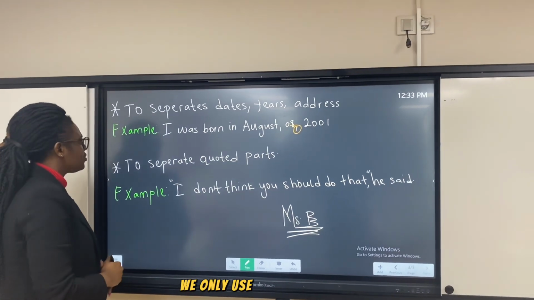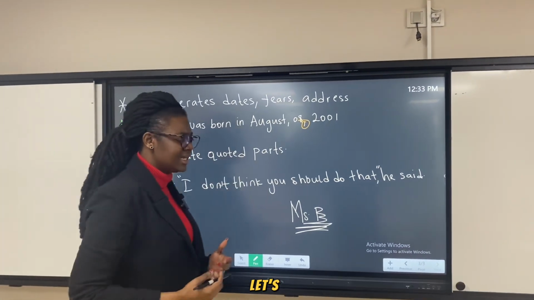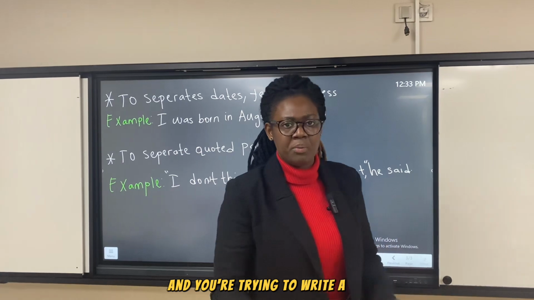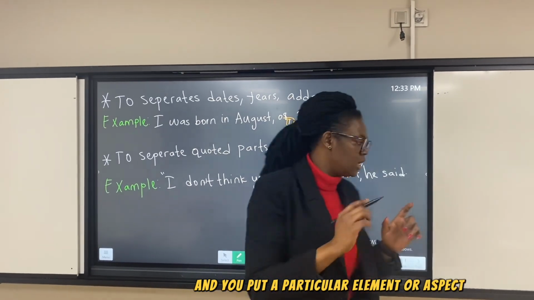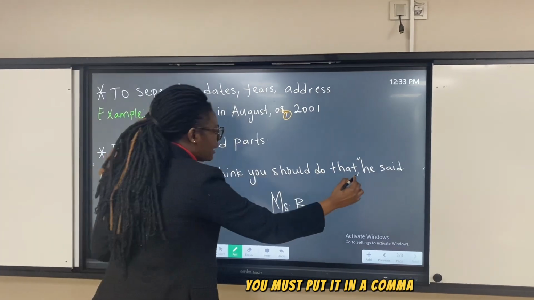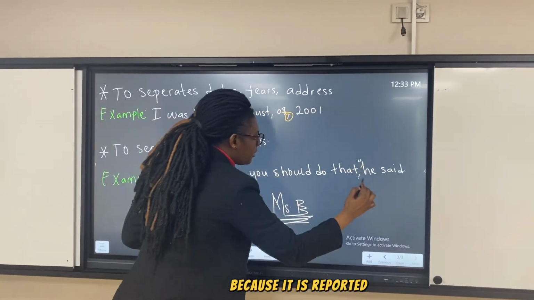We equally use commas to separate quoted parts. Let's say you read a book and you are trying to write a report about the book and you quote a particular element or aspect, you must put it in a comma because it is reported in nature.